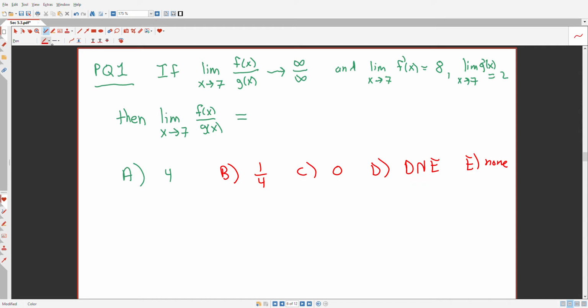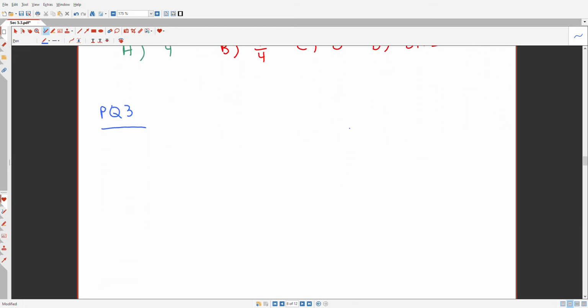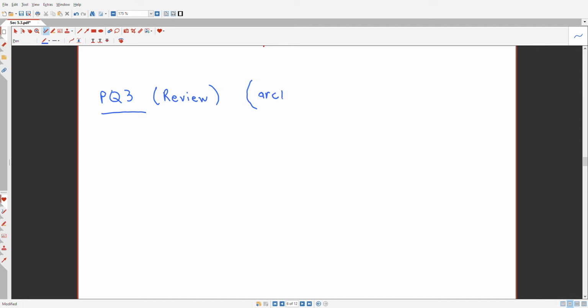Let me do another Popper question since we have it up with some space. Popper question 3. This one I'll make a review one since we've gone through just a crazy amount of material already. What is the derivative of the arctangent of e to the x? Kind of an ugly one.